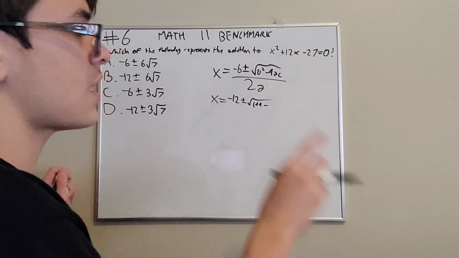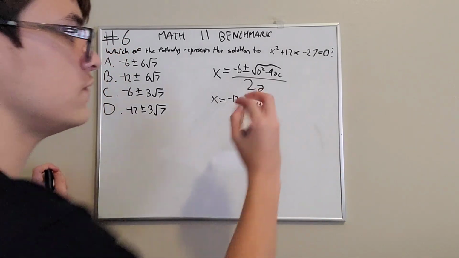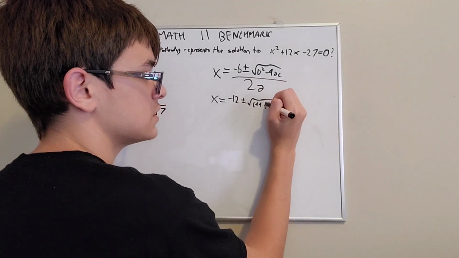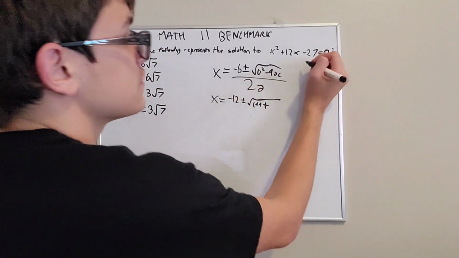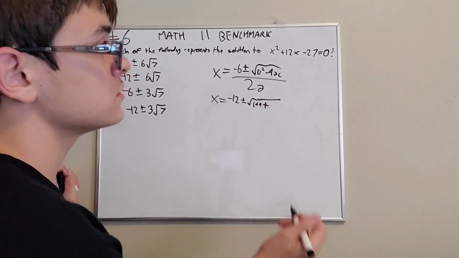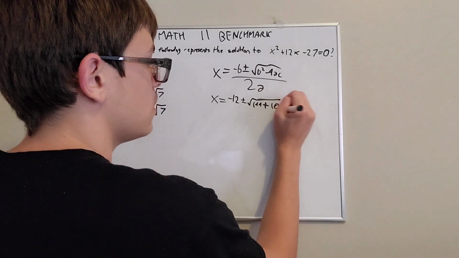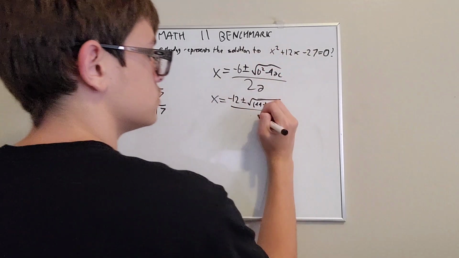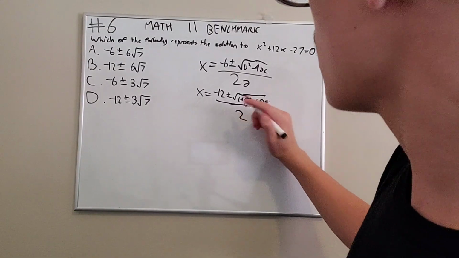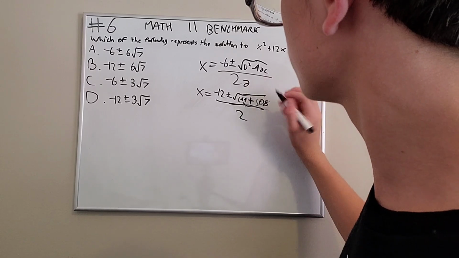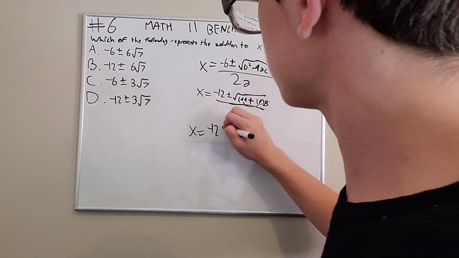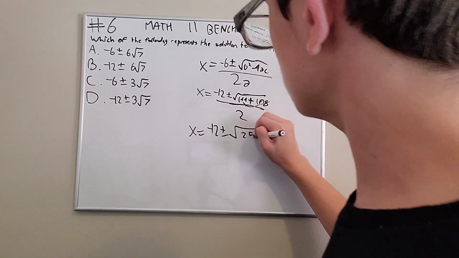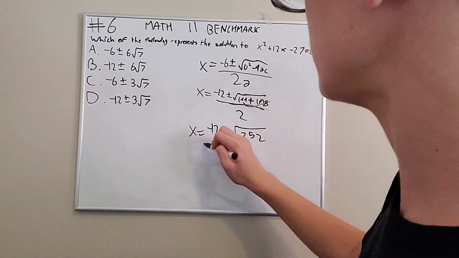Negative 27 times negative 4 is going to give us a positive, so 144 plus, since it's two negatives, that makes a positive. 27 times 4 is 108. So 144 plus 108 over 2a, which is just 2. The next step after we've got our quadratic equation is to simplify 144 plus 108 to make it one number. So you get x equals negative 12 plus minus the square root of 252, because that's 144 plus 108, divided by 2.